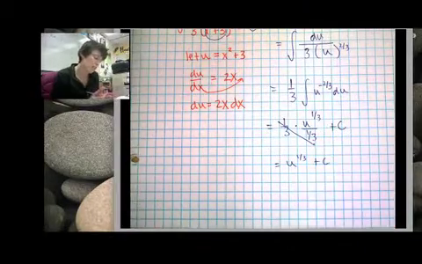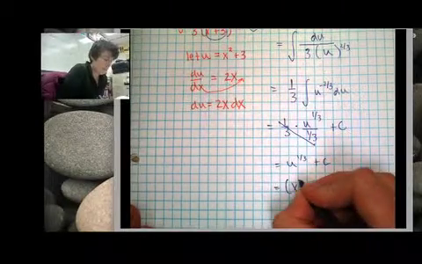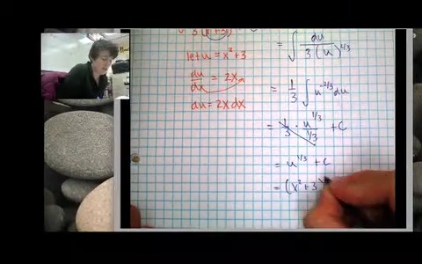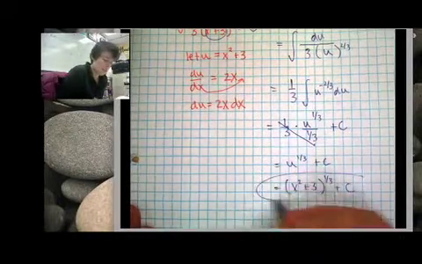So change it back, make it back to x's. So (x squared plus 3) to the 1/3 power plus c. And we're going to say that is the answer.